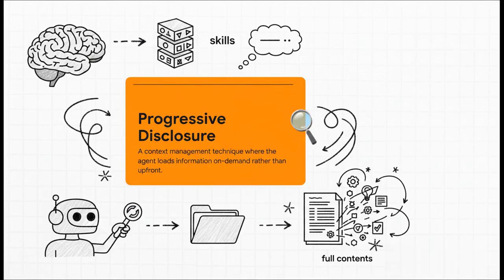Instead of loading the entire detailed skill up front, the agent only sees a brief one-line description of each skill it has access to. Then, when it decides a particular skill is relevant, it uses a tool to load the full contents of that skill into its working memory.